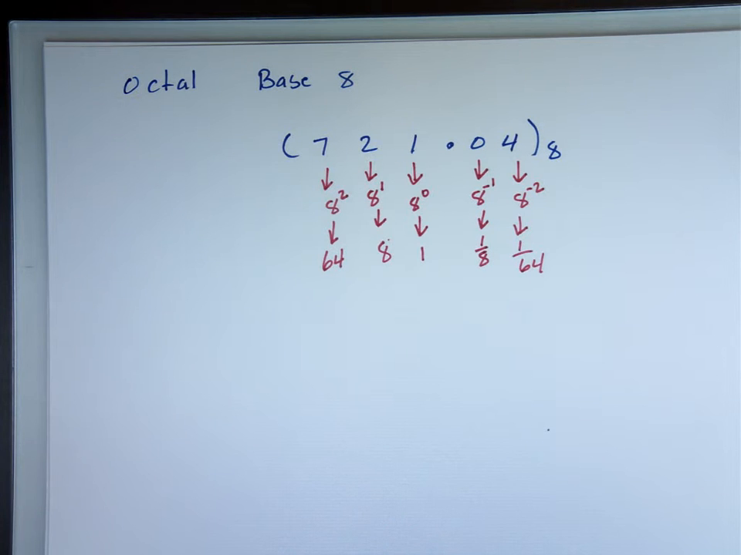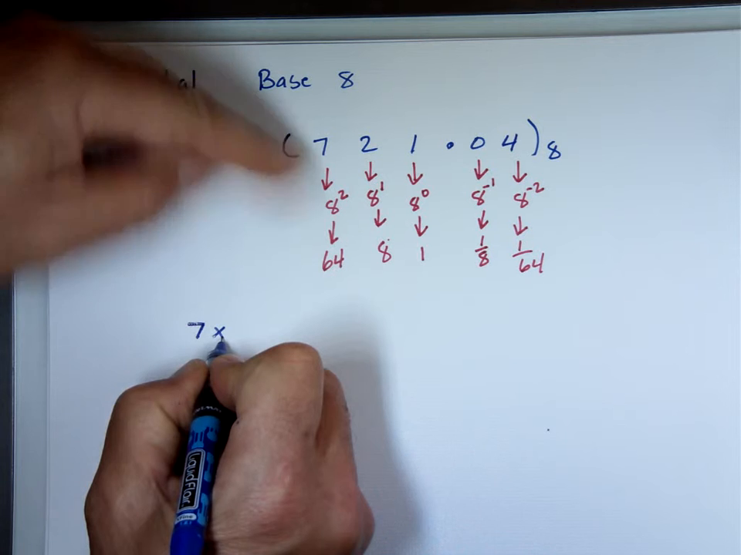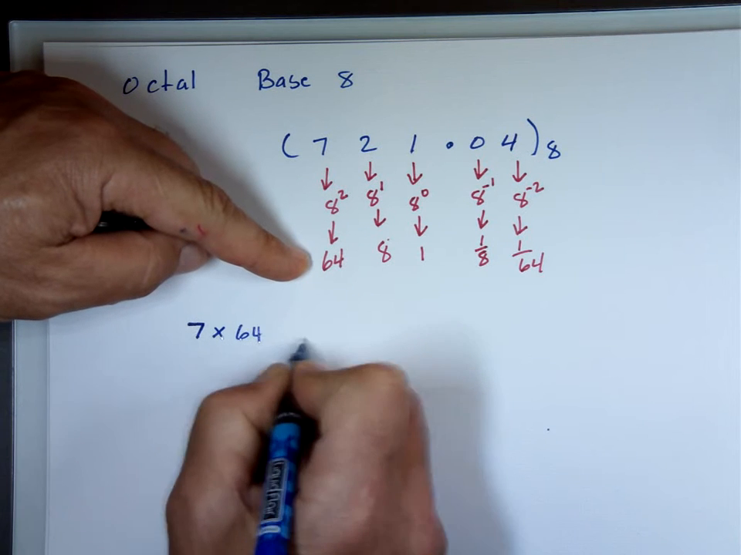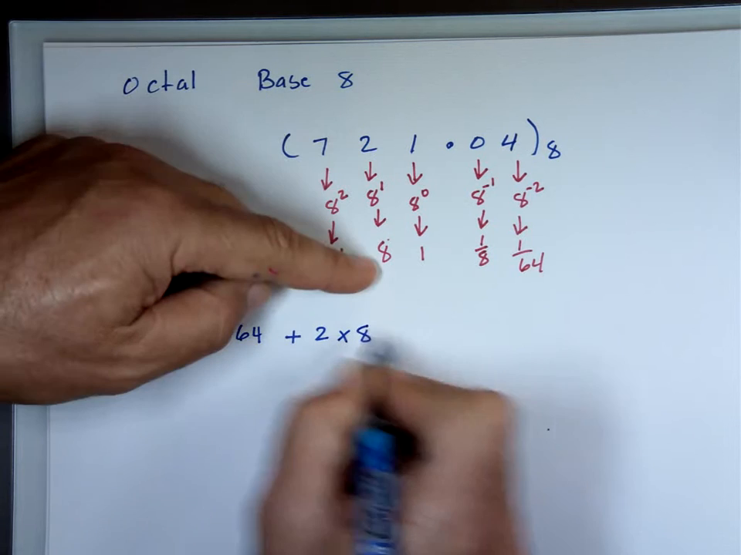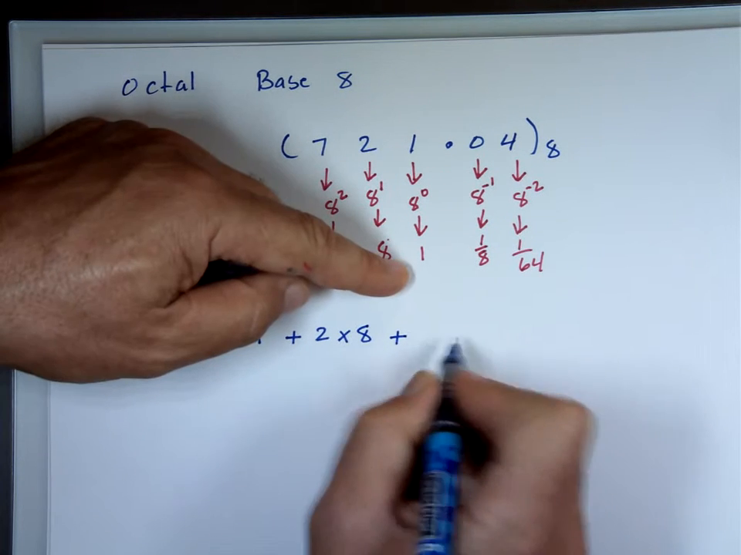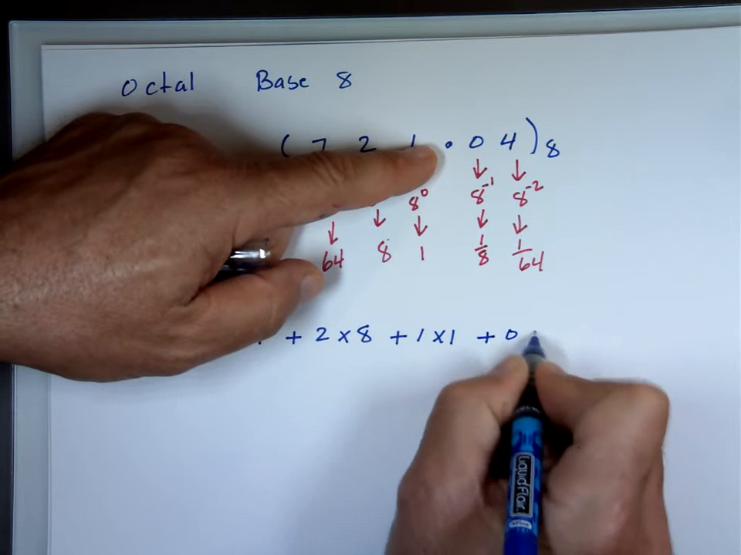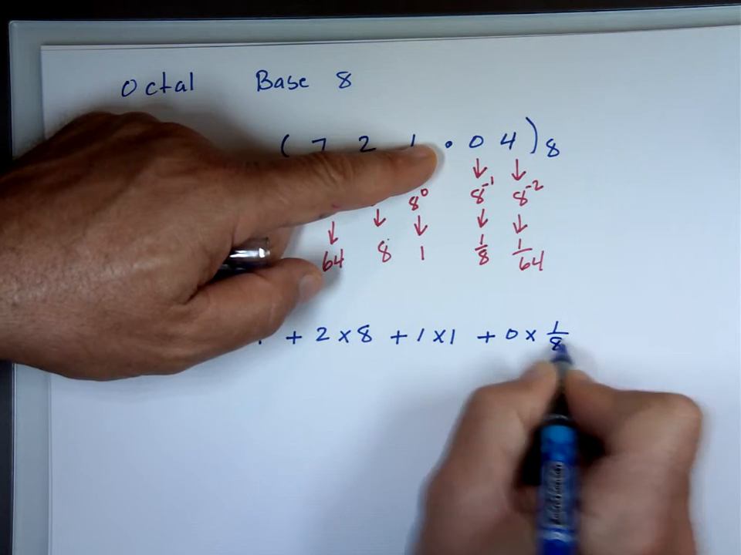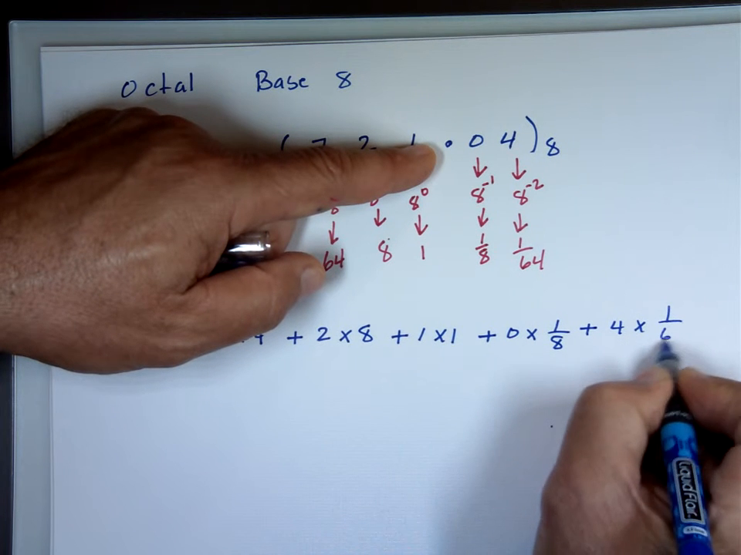So this number would be written as 7 times the weight, which is 64, plus 2 times the weight, which is 8, plus 1 times 1, plus 0 times 1/8, plus 4 times 1 over 64.